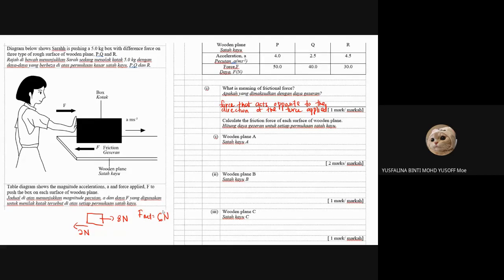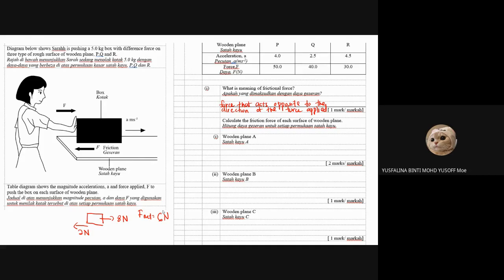What does it mean here? In order for an object to move, it has to overcome the frictional force first. Then it can accelerate. So I repeat again: in order for an object to move, it has to overcome the frictional force first, then it can accelerate. So after it overcomes the friction, you got 6 Newton, and that 6 Newton of force will be used to accelerate the object.